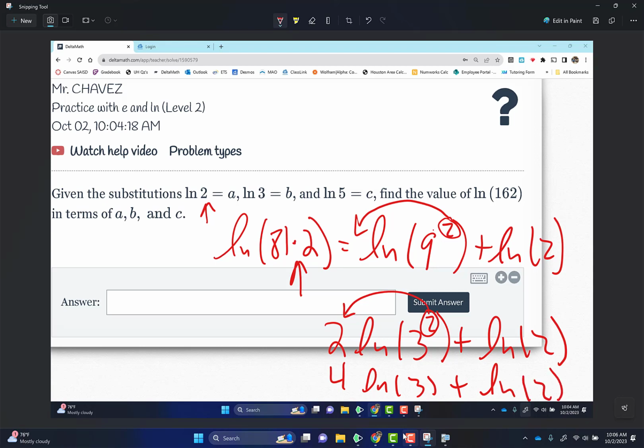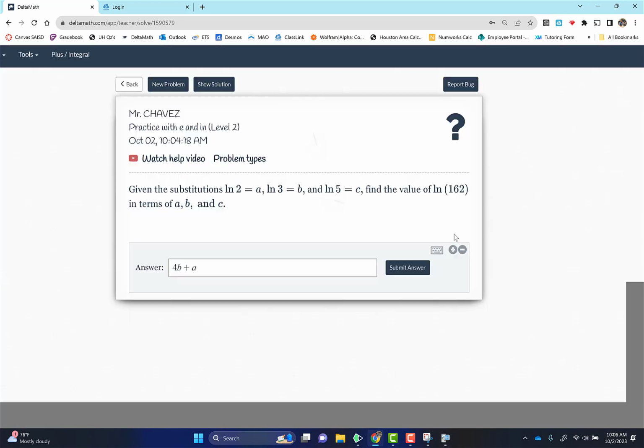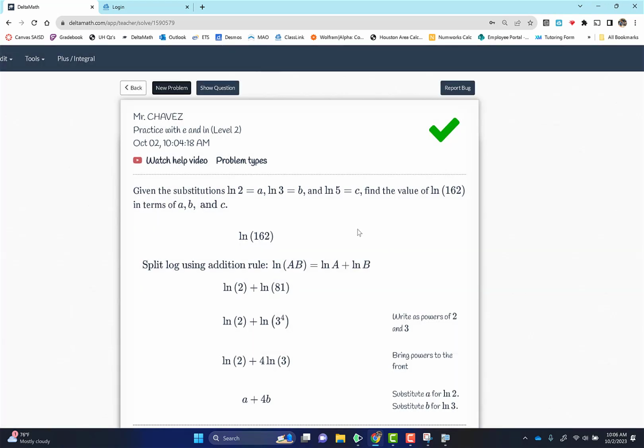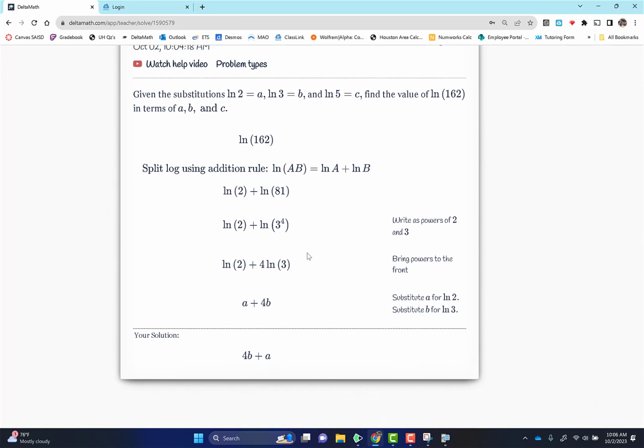I probably did it the long way. What's ln of 3? B. And then ln of 2 is A. So I'm just going to write 4B plus A. So 4B plus A. I probably did it the long way, guys. Yeah, look, how did they, oh, they did it the same way.